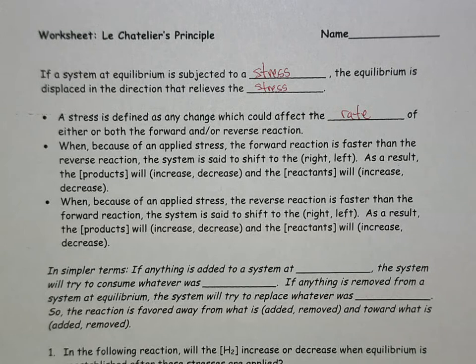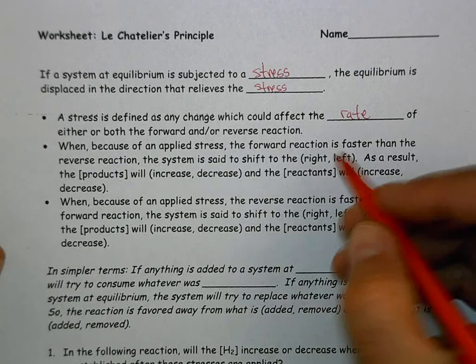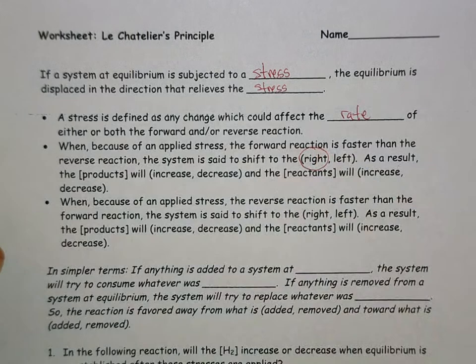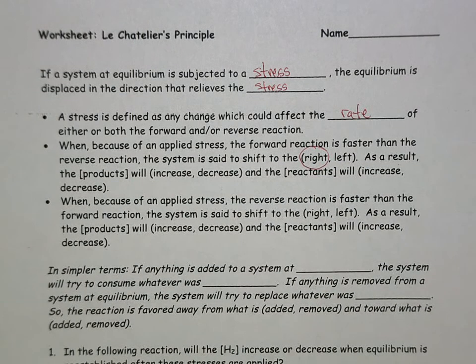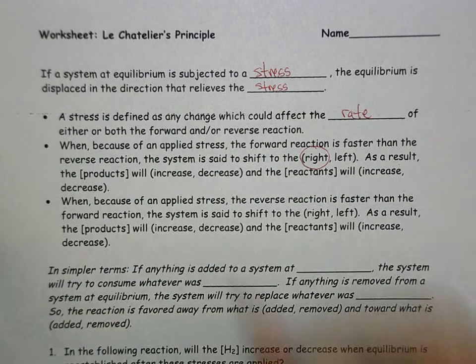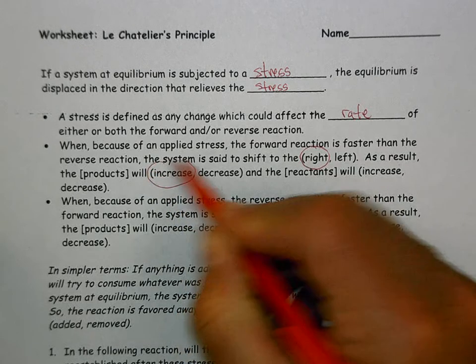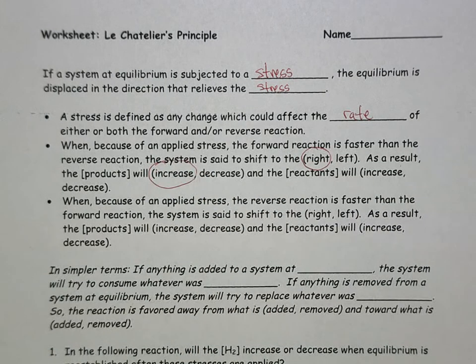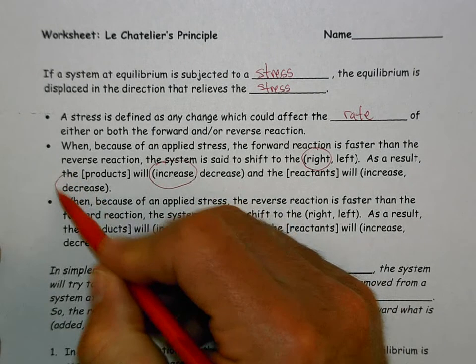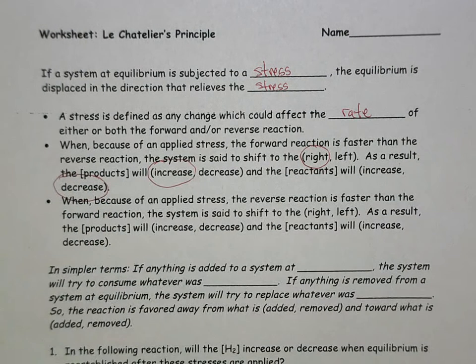When, because of an applied stress, the forward reaction is faster than the reverse reaction, the system is said to shift to the right. As a result, the products will increase and the reactants will decrease.